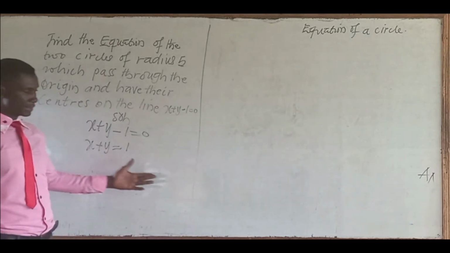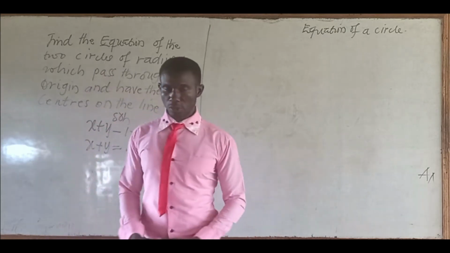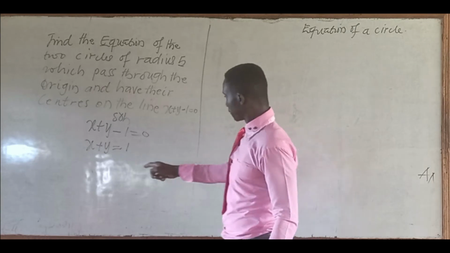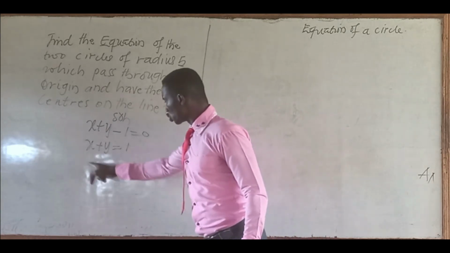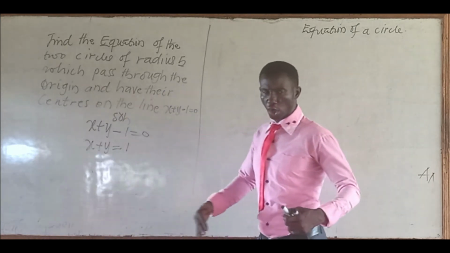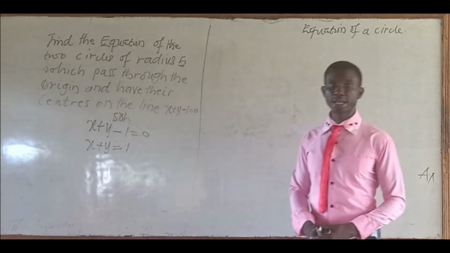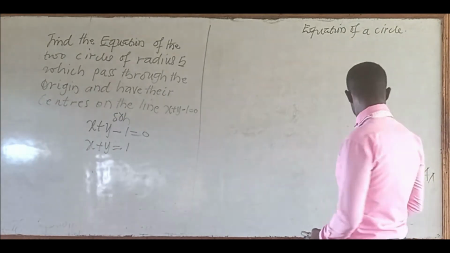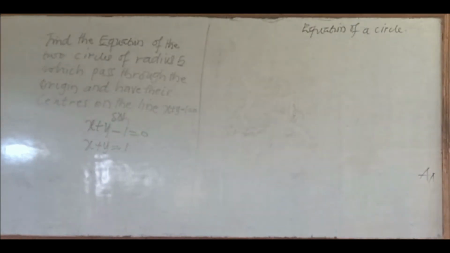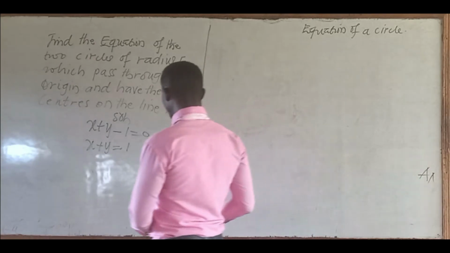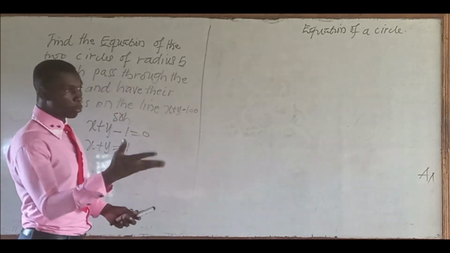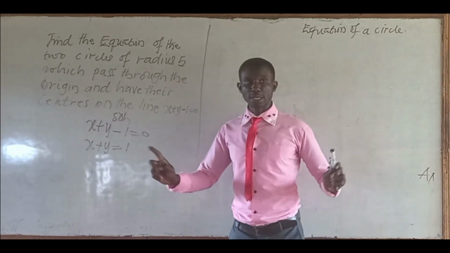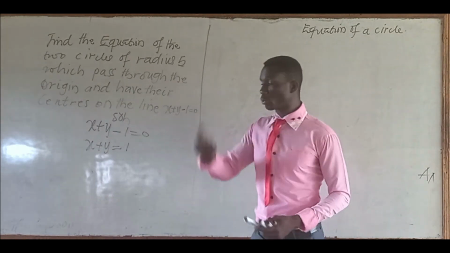Since the two circles have their centers on this line, we should draw this line to know the position of the line so that we can relate the line to the two circles. So let's draw the line. In drawing a line, you need at least 2 points.